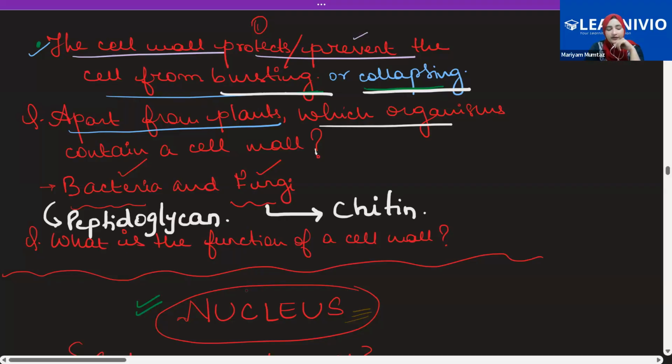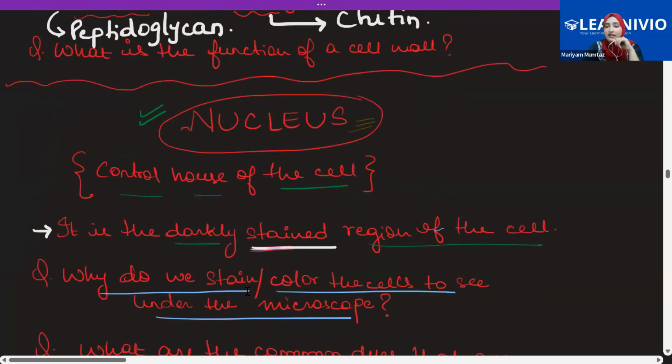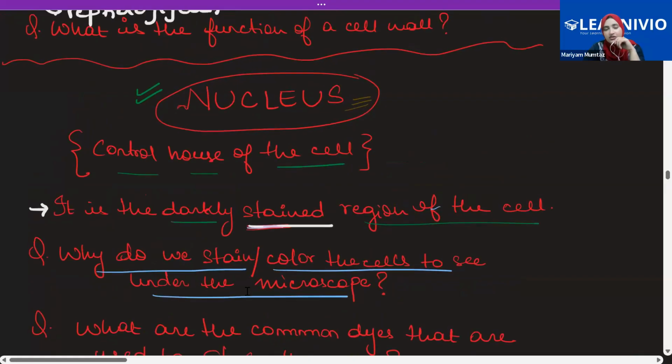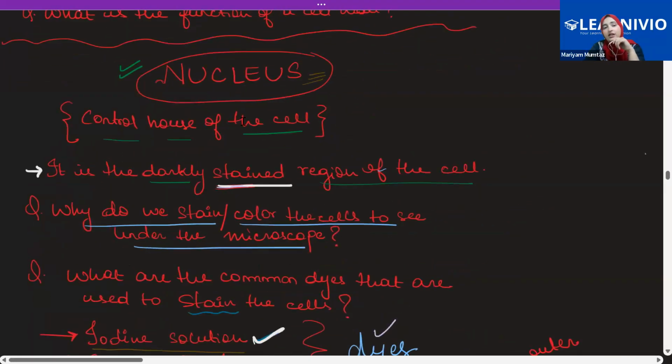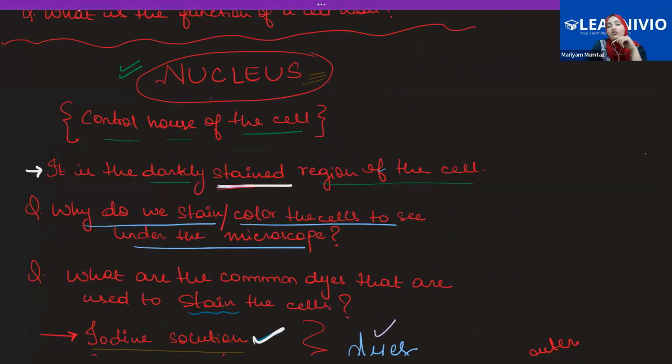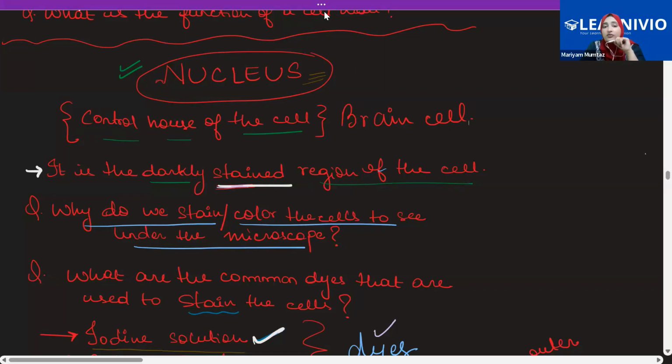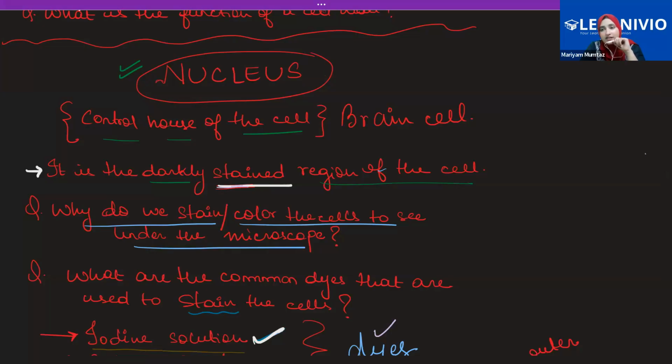Now, moving forward, we will be talking about the nucleus. Inside the cell, there is this structure which is called the nucleus. You can call it the control house of the cell, the brain of the cell. Why? Because it controls everything related to the cell. The nucleus is the most darkly stained region of the cell. It is that part of the cell that gets stained a lot.